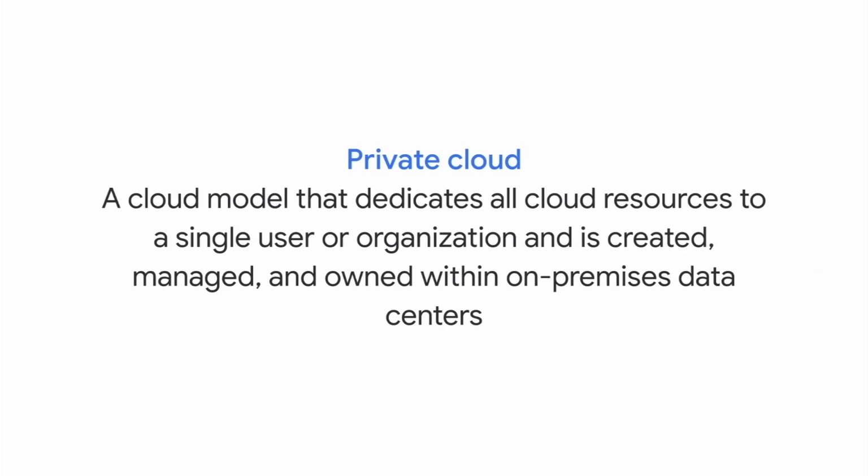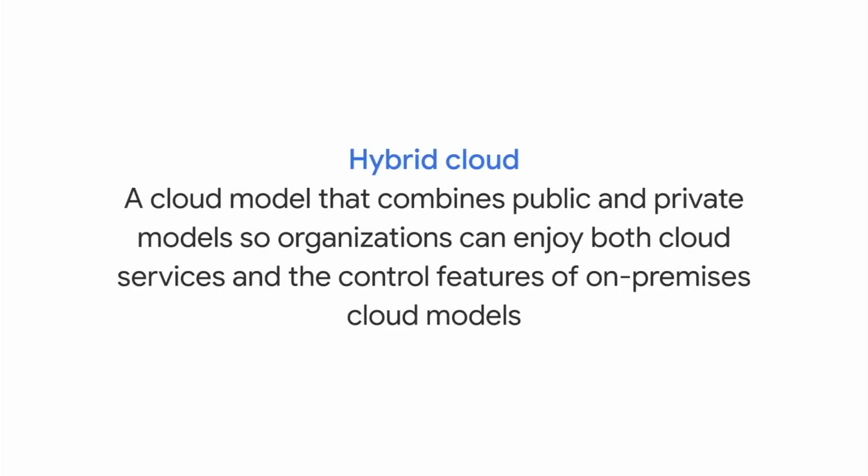Next, a private cloud is a cloud model that dedicates all cloud resources to a single user or organization and is created, managed, and owned within on-premises data centers. Finally, hybrid clouds are a combination of the public and private models. They enable organizations to enjoy both cloud services and the control features of on-premises cloud models.